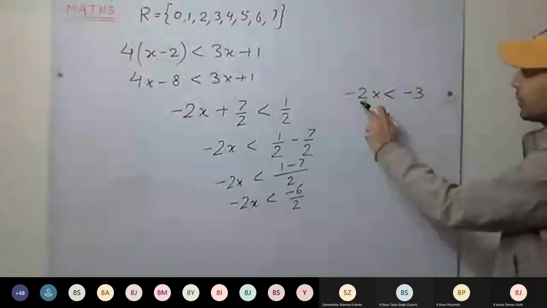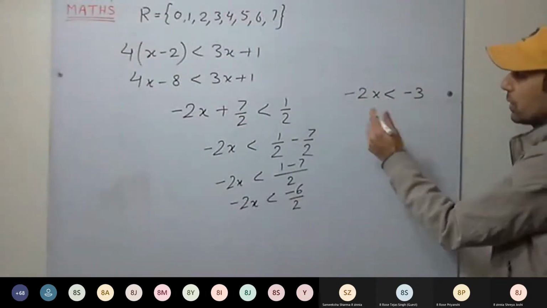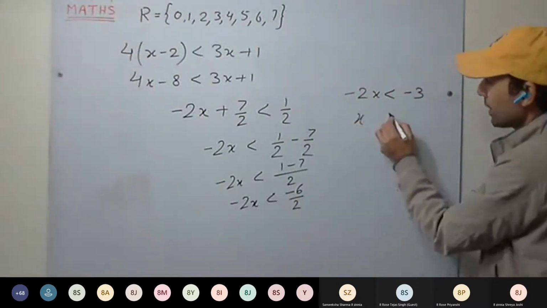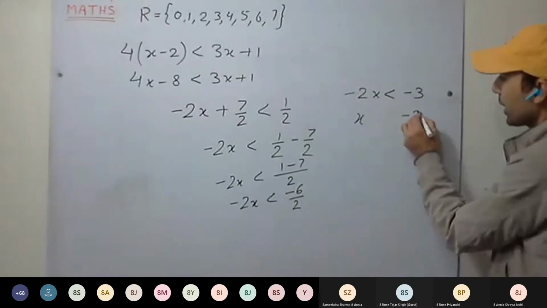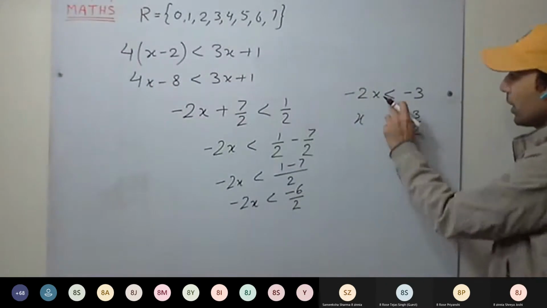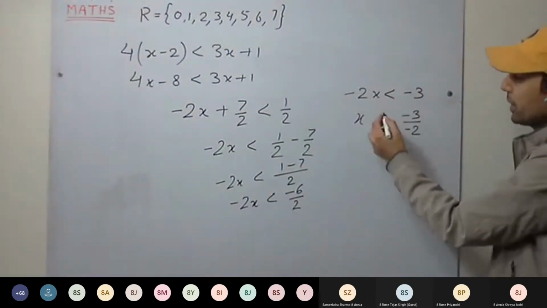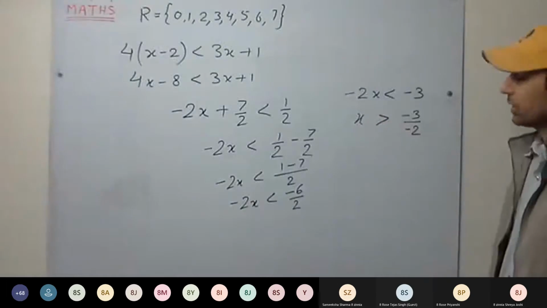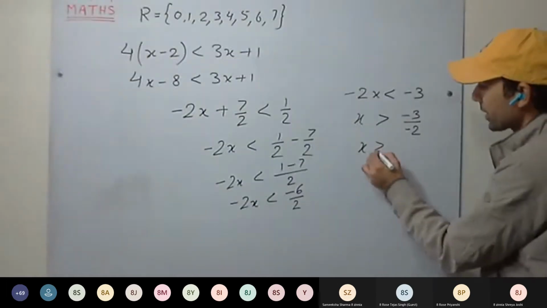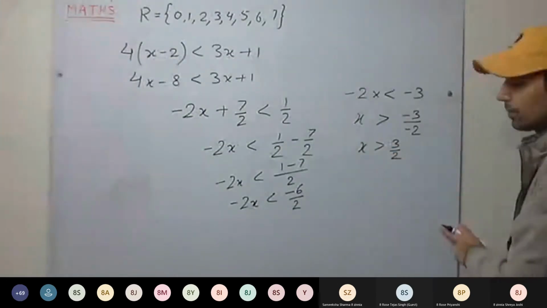Okay, now we are dividing by minus 2. So it will be x, sign we will put afterwards, minus 3 divided by minus 2. What will happen to the sign if you are dividing by a negative number? It will reverse, it will change. So x is greater than 3 by 2.